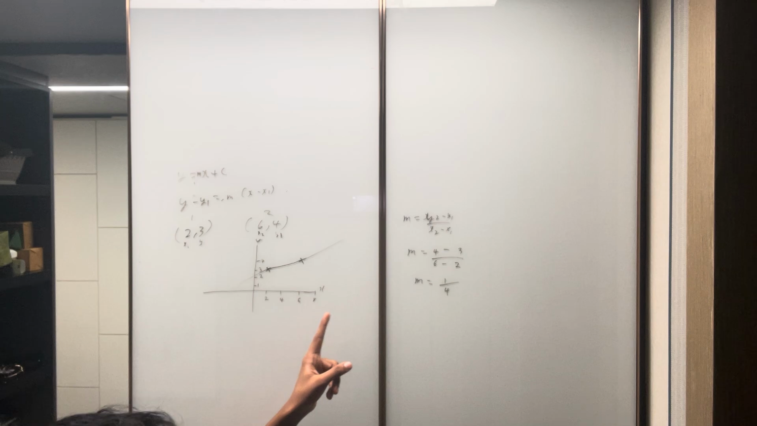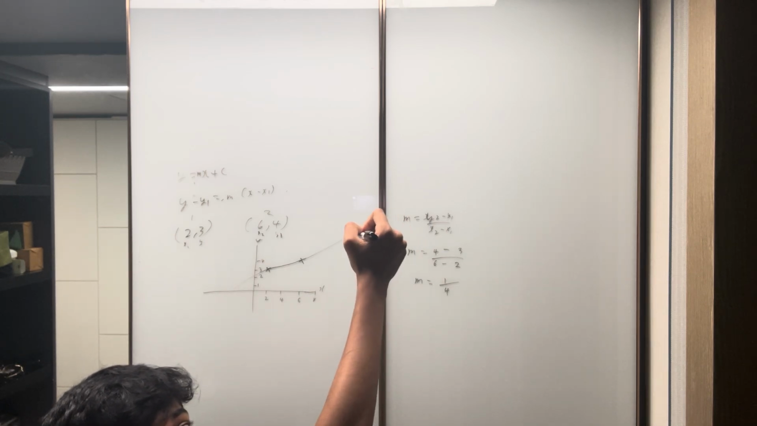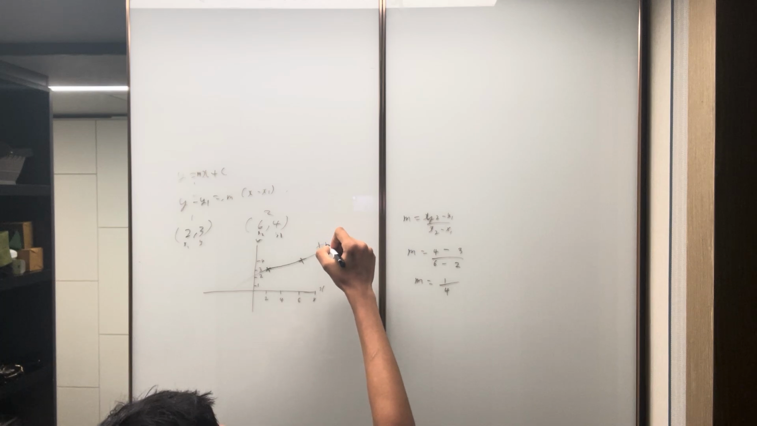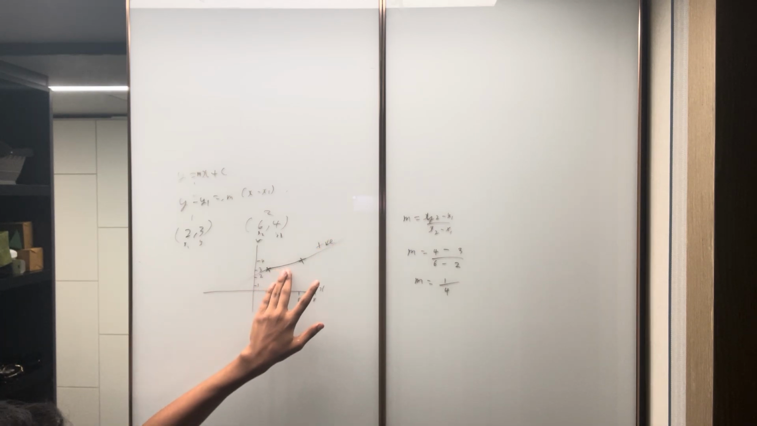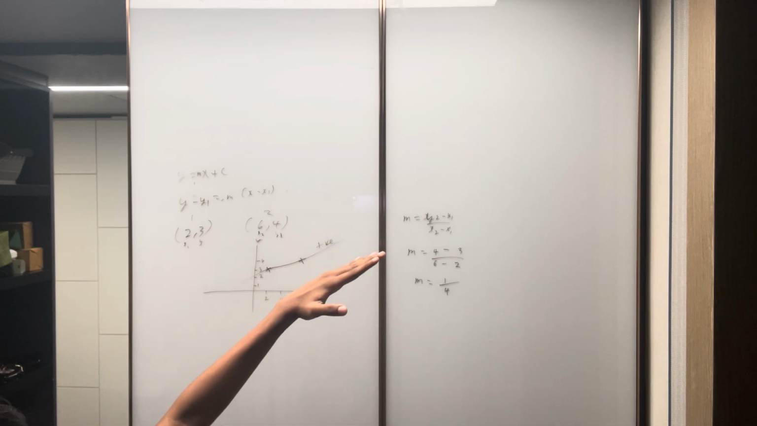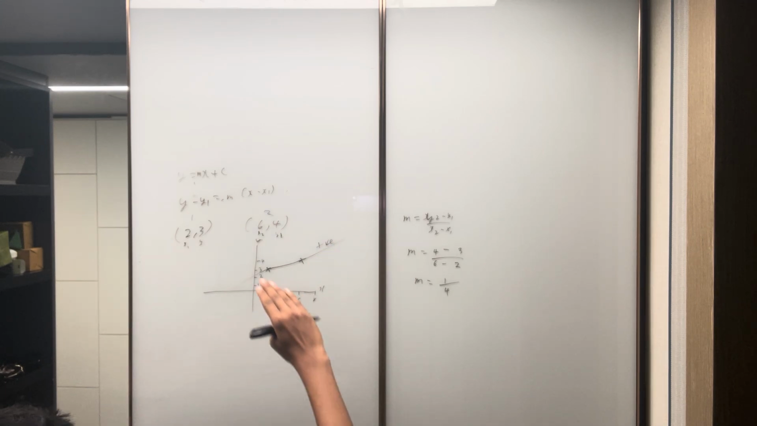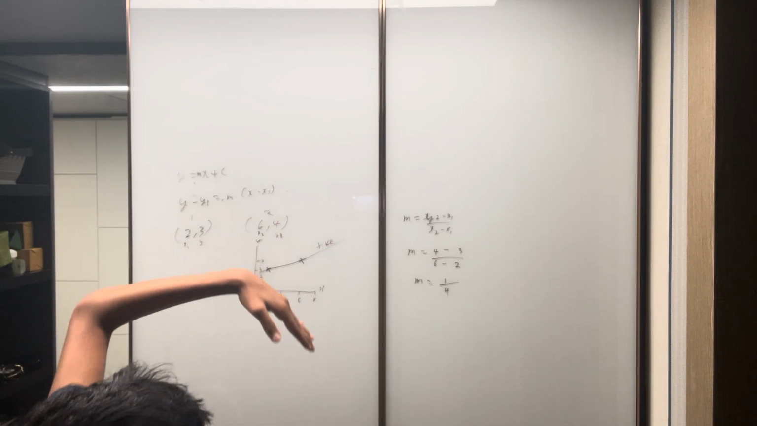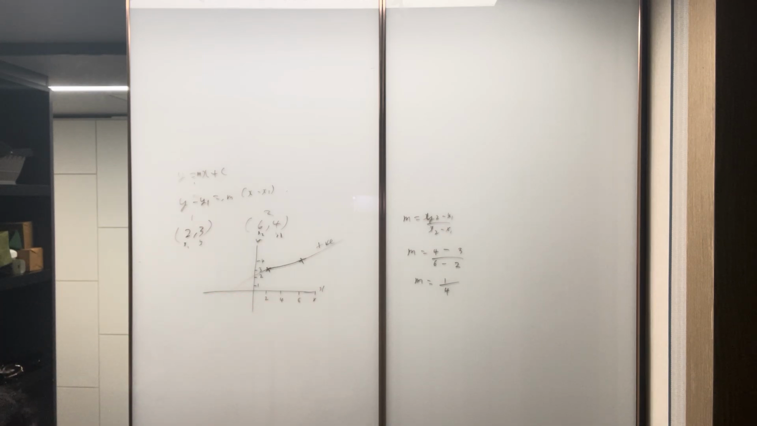Here we can see that the positive gradient gives a line like this. We should have known that from the start, because it's going like this instead of going like that. If it was going like that, it would be a negative gradient.